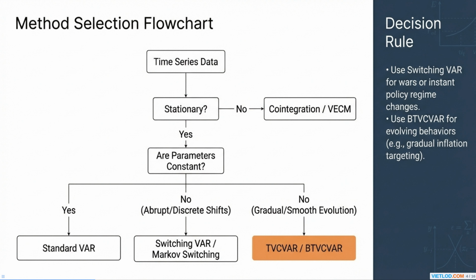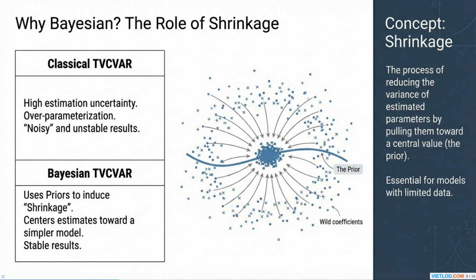However, for gradual, smooth evolutions, such as a central bank slowly adopting an inflation targeting policy, the TVCVAR or BTVCVAR is the superior choice. This decision rule emphasizes using switching VAR for abrupt events like wars or instant policy changes, and BTVCVAR for evolving behaviors, such as gradual inflation targeting.